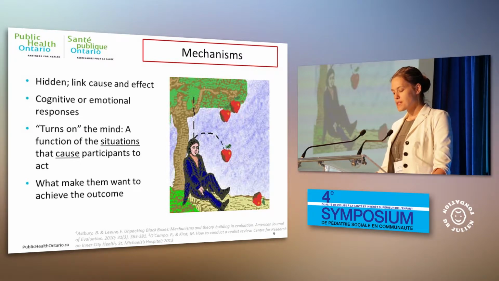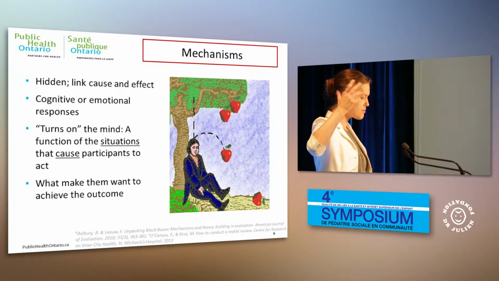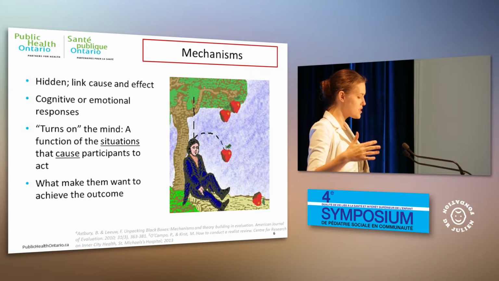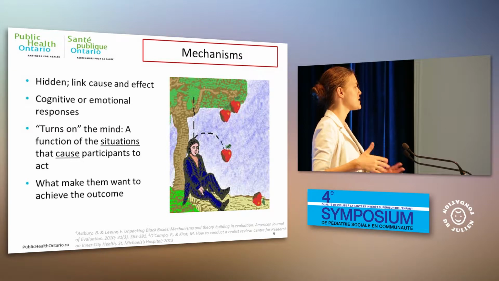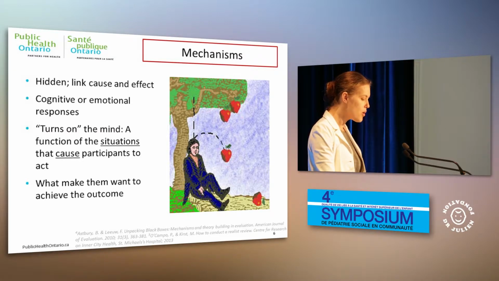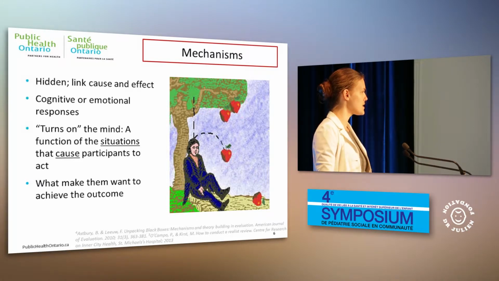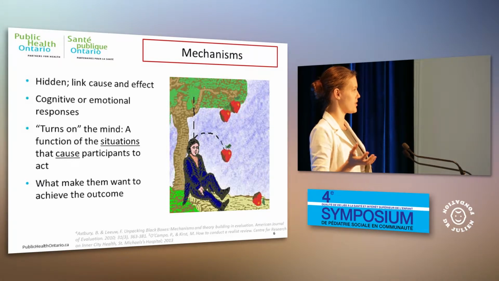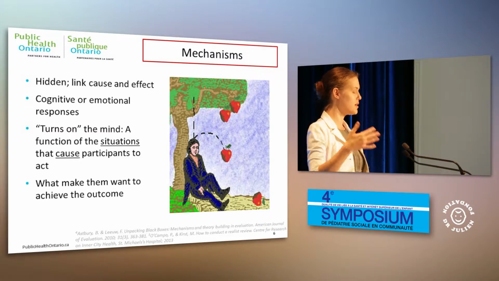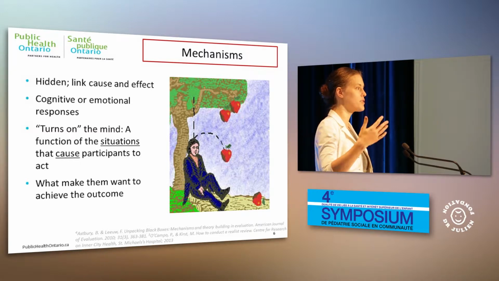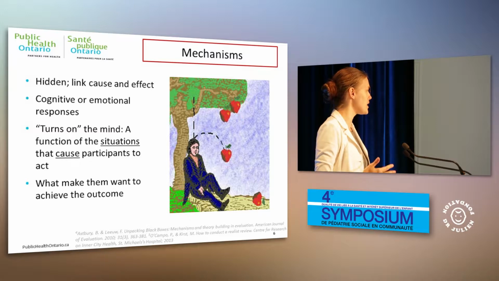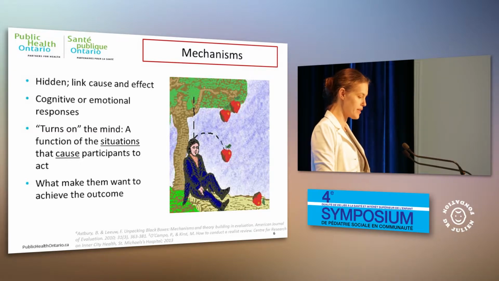So basically the mechanism is what turns on the mind, and it's a function of the situation, the context, that causes participants to take certain actions. Or another way to put it is, what makes people want to achieve the outcome? What's the sort of secret sauce, is what I think about it, that makes people actually want to achieve the outcome of partnership working or screening patients or referring them on or what have you.